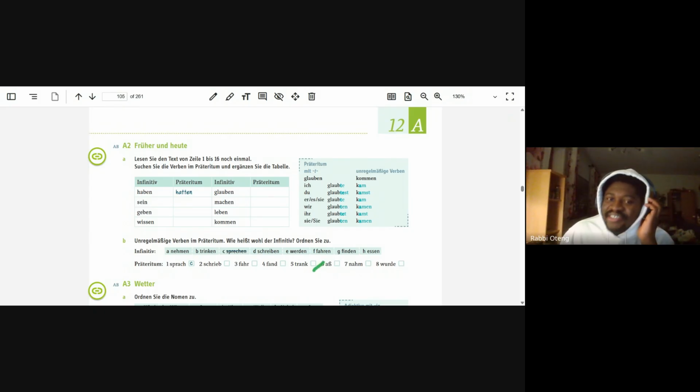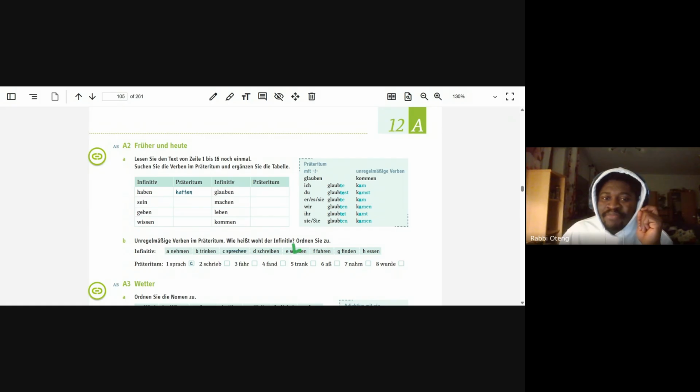Ich trank. Then I ate the food: ich aß das Essen. But if you want to say we ate the food, then you have to add en for plural. Ich aß, wir aßen das Essen. We ate the food. Wir aßen das Essen. We took the phone will be: wir nahmen das Handy.